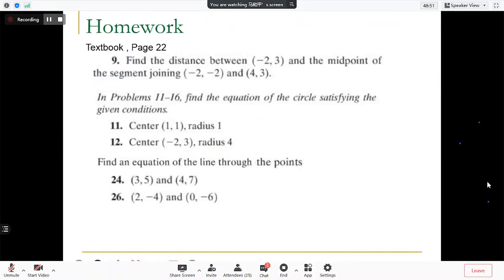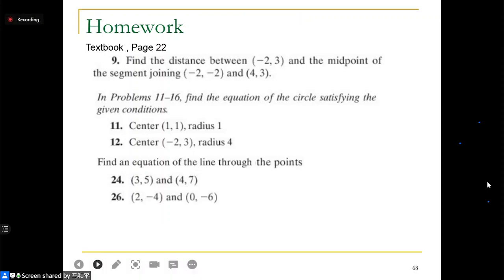This is not homework, just the exercise. I think you can do all of them because it's just the same. This is the center and radius of the circle, the equation of the circle. We just have done the same. Find the equation of the line through the points. Maybe 24. I'll give you 2 minutes just for 24. Now, write it now.